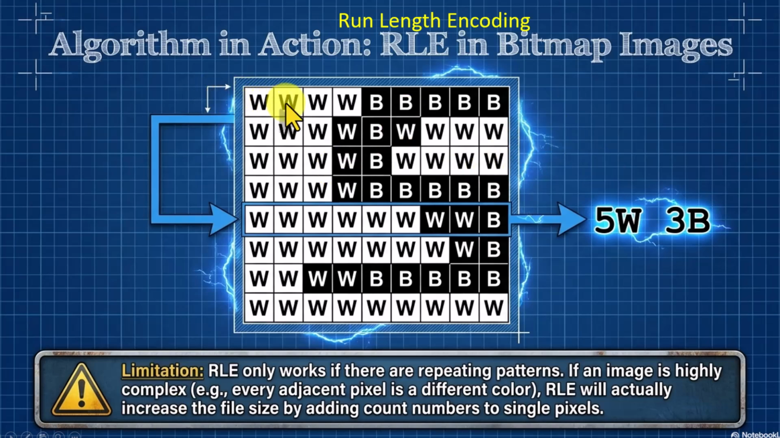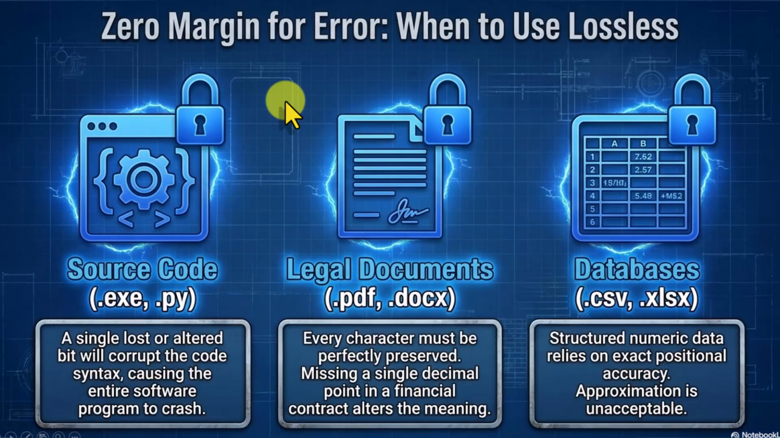How? For example, if there is one color, it will add a 1 before that. If there is just another color, it will add a 1 before that. So it will only add count numbers to single pixels. As a result, we will have an even larger file size. But for pictures which have repeated colors many times, that is a very nice way to do it.